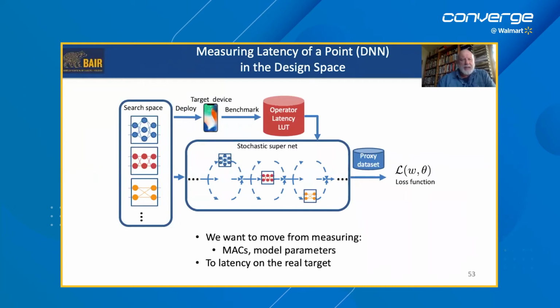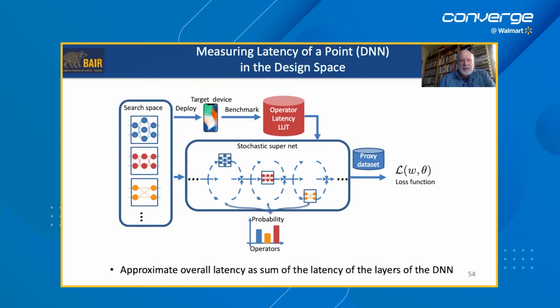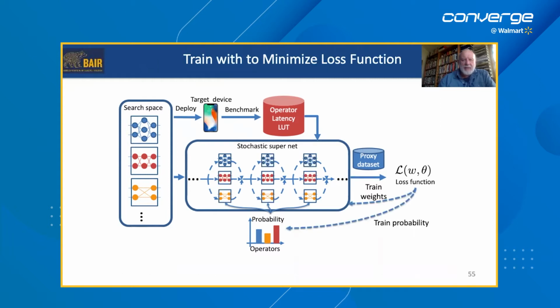To determine the latency of a particular point in design space. So again, in design space exploration, the evaluation of the quality of a particular point in the space is very important. And we want to move from MACs and model parameters to actual latency values on the actual target. And so we essentially characterized each individual layer on the target to get those values for the latency. And then we just plugged the results into the loss function and optimized as before.